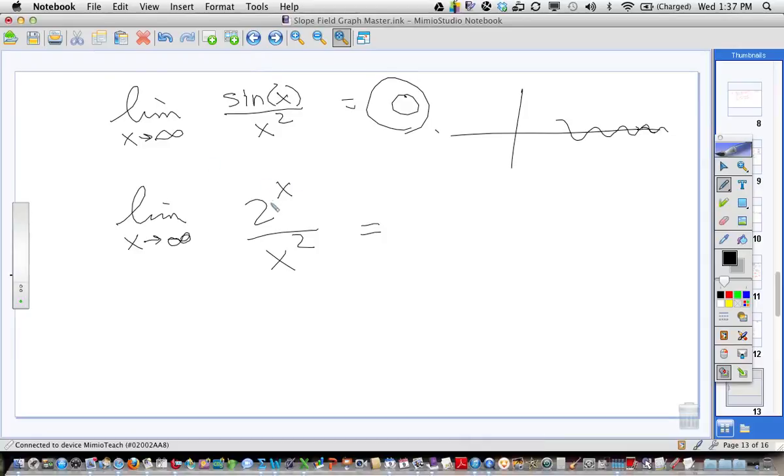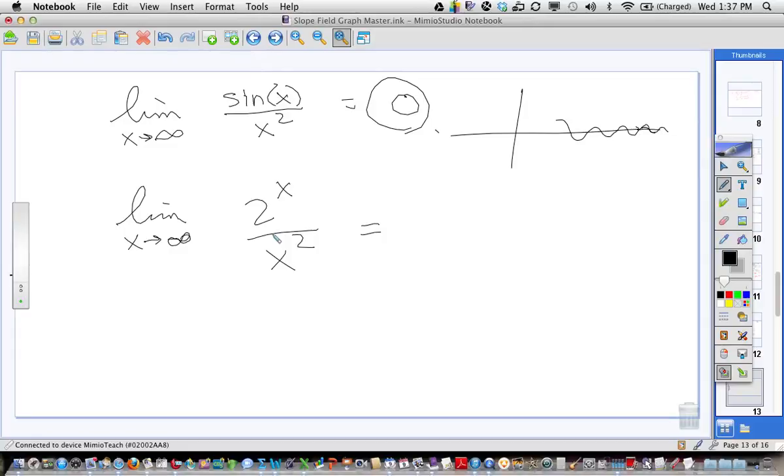Exponential functions, any exponential function, well, unless the base is less than 1, like 1/2, then you get exponential decay and it gets smaller, right? But any base larger than 1 raised to the x will always outgrow anything to a power. And that includes if this was x to the billionth or x to the trillionth.